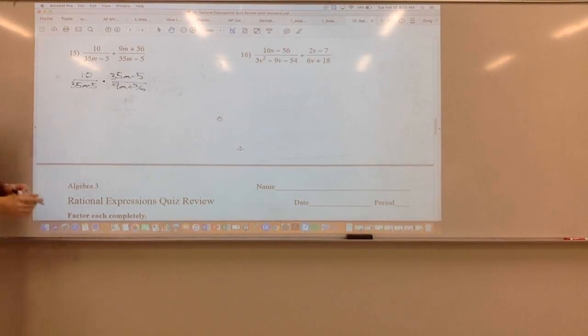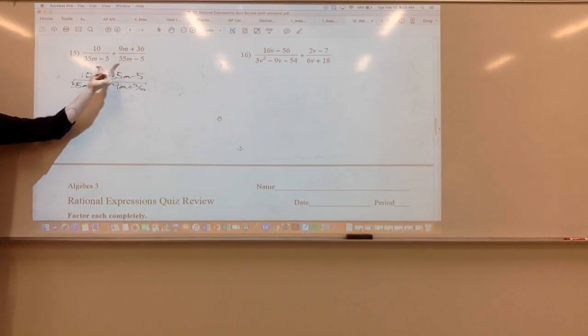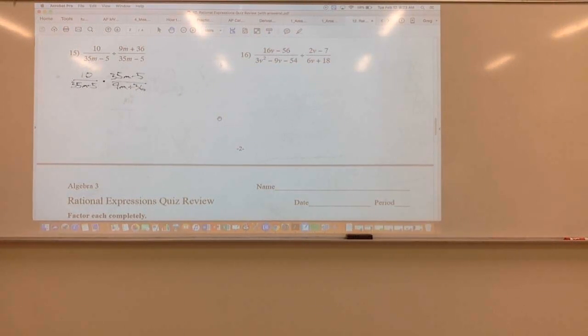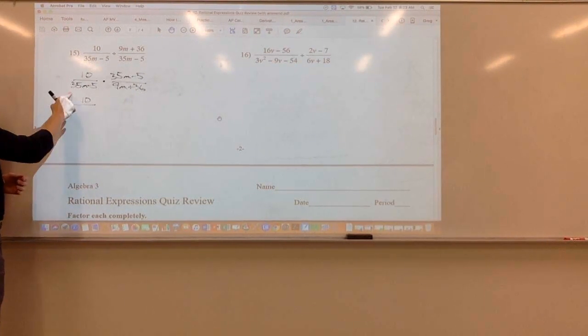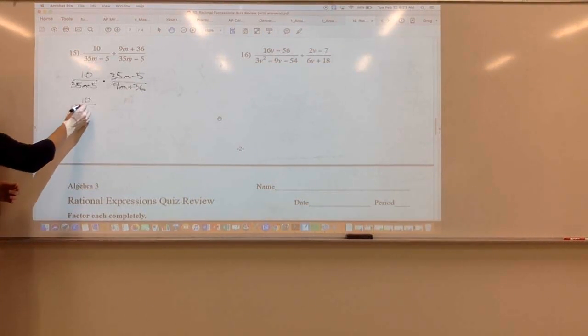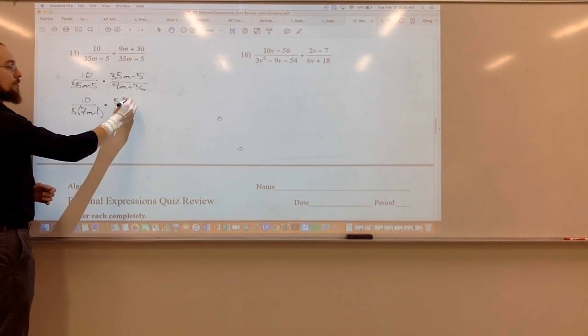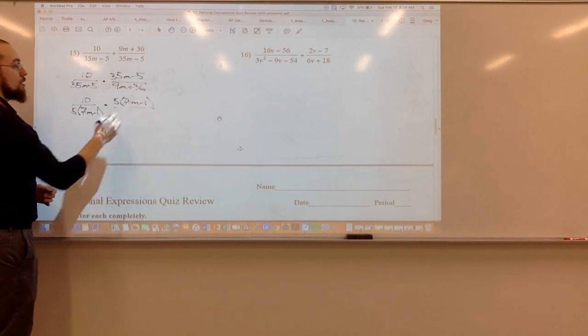Plus 36. Alright. So again, like one of the problems we looked at before, I can see right off the bat this 35m minus 5 and this 35m minus 5 are exactly the same. So I could go ahead and cancel those out. But it's going to be a little bit easier to do restrictions if I go ahead and do the factors. So I can take a GCF out of 35m minus 5. I can take a 5 out, and I would be left with 7m minus 1. So obviously this one would factor the same. 5 times 7m minus 1.